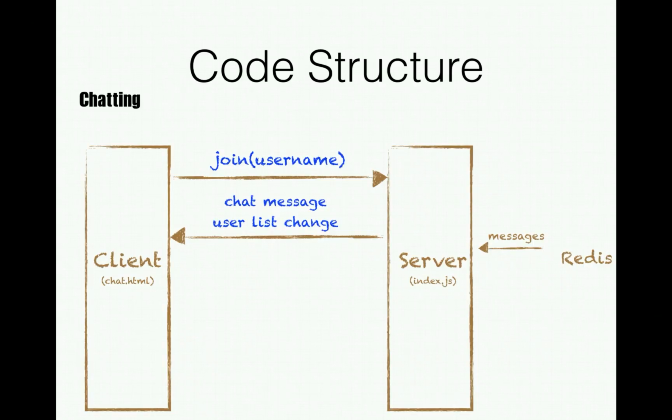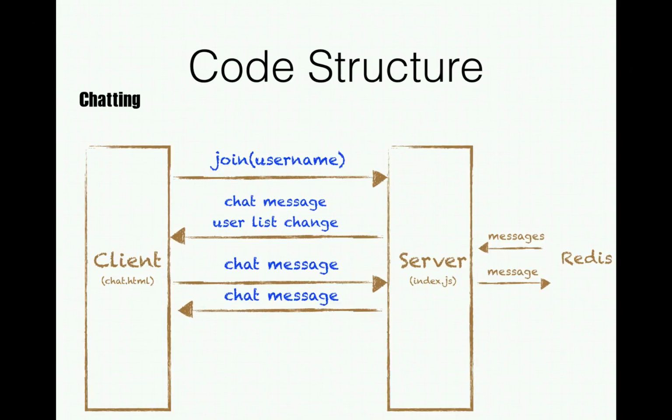When users send a message, a chat message event is triggered. The server stores the message into the list, and the same event will be emitted to the client side to display the message. When the user leaves, a disconnect event will be triggered. It is similar to the join case. User online information needs to be updated.